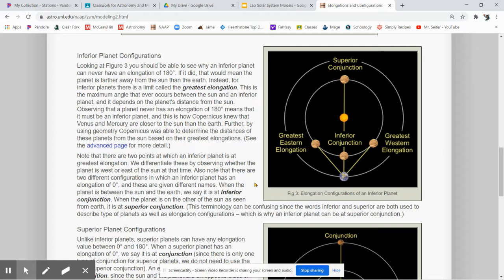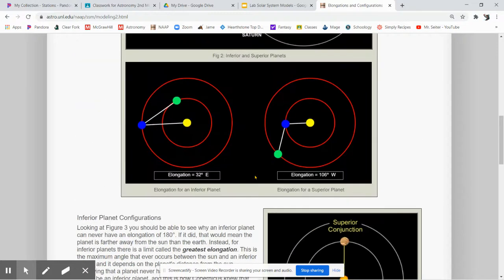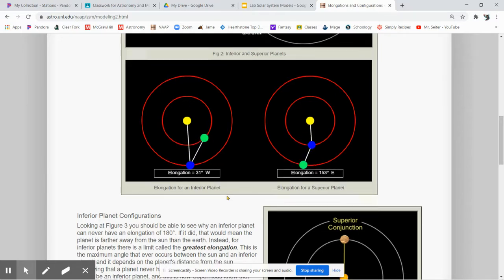Also note that there are 2 different configurations in which an inferior planet has an elongation of 0 degrees. These are given different names. When the planet is between the sun and the Earth, we say it is at inferior conjunction. When the planet is on the other side of the sun, as seen from the Earth, it's superior conjunction. So again, here comes inferior conjunction right here. When everything's at 0 degrees, boom. Superior conjunction is out here when they line up at 0 degrees again.